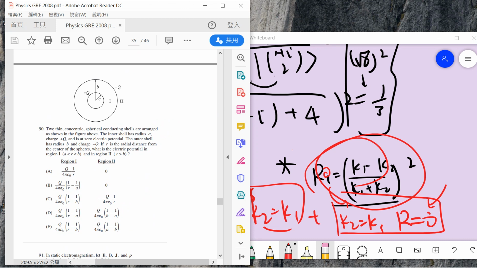Okay, 90, and basically you have two thin concentric spheres. You should use Gauss's law to help you find the electric field, and after that you can do the integration. Then you can solve the problem. This is also easy. Okay, let me do it for you.